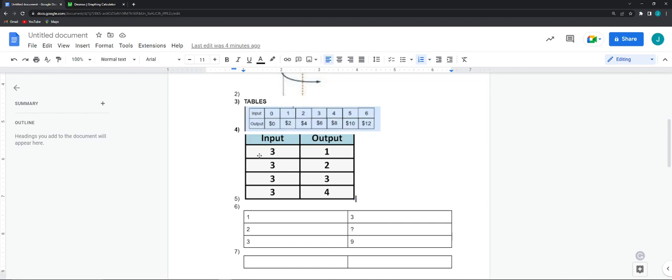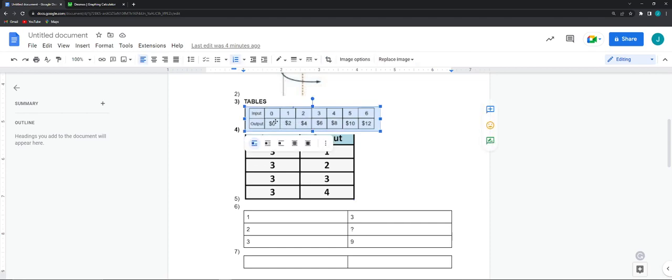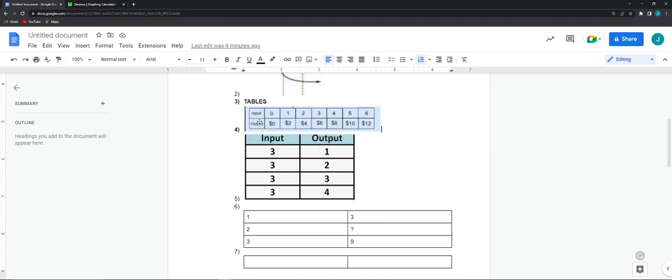So to find the domain and range, we'll use this first example. First, we can find the domain, but it's just like graphs. We can go left to right. Domain is the input, so the domain is 0 all the way to 6. And the range is just the same. It would be up and down on a graph, but here it's projected left to right. So still the same thing. It would be $0 to $12.